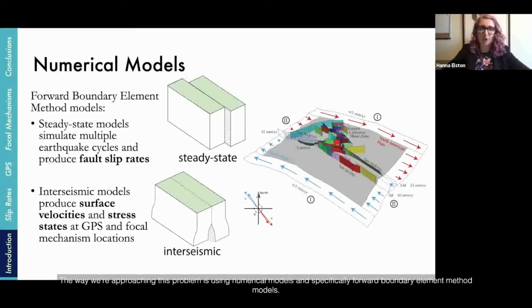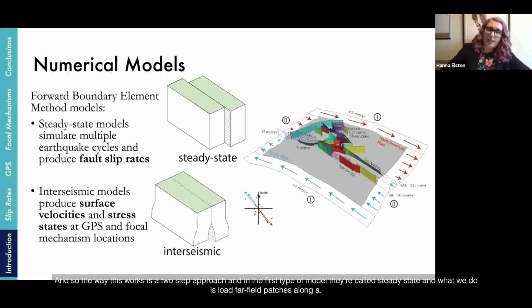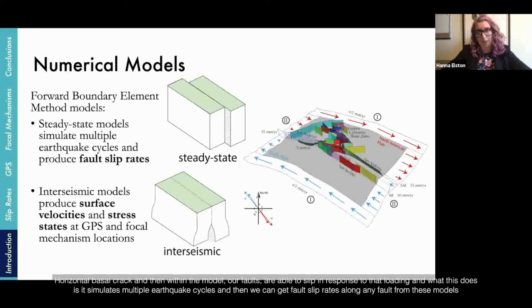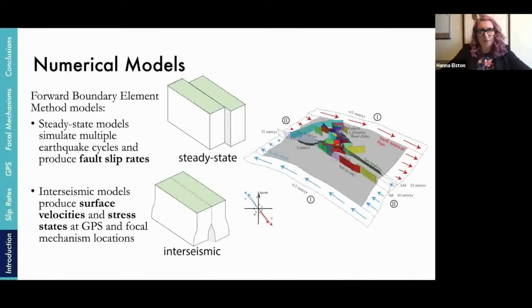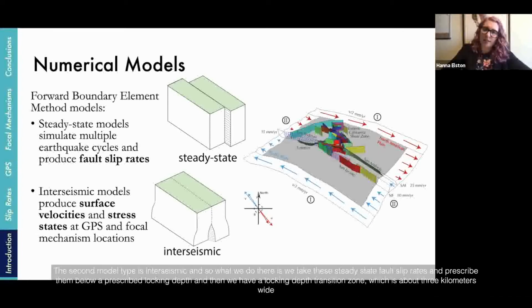The way we're approaching this problem is using numerical models, specifically forward boundary element method models. The way this works is a two-step approach. The first type of model is called steady state, and what we do is load far-field patches along a horizontal basal crack. Then within the model, our faults are able to slip in response to that loading. This simulates multiple earthquake cycles, and we can get fault slip rates along any fault from these models. The second model type is interseismic.